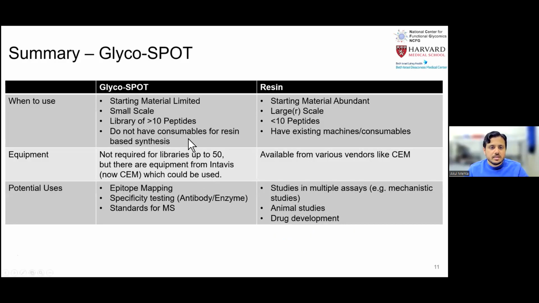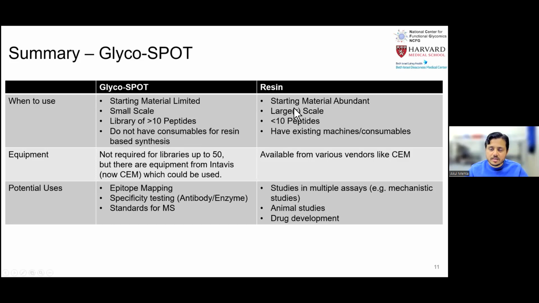So to summarize this glycospot synthesis, when do you want to use glycospot? My recommendation is that if your starting material is limited, if you want a small scale of reaction, and if you have a library which you want to generate, which is greater than 10 peptides, and you do not have the consumables for resin-based peptide synthesis, then definitely consider glycospot synthesis. Resin-based synthesis does have its place. Okay, there's no discounting it.